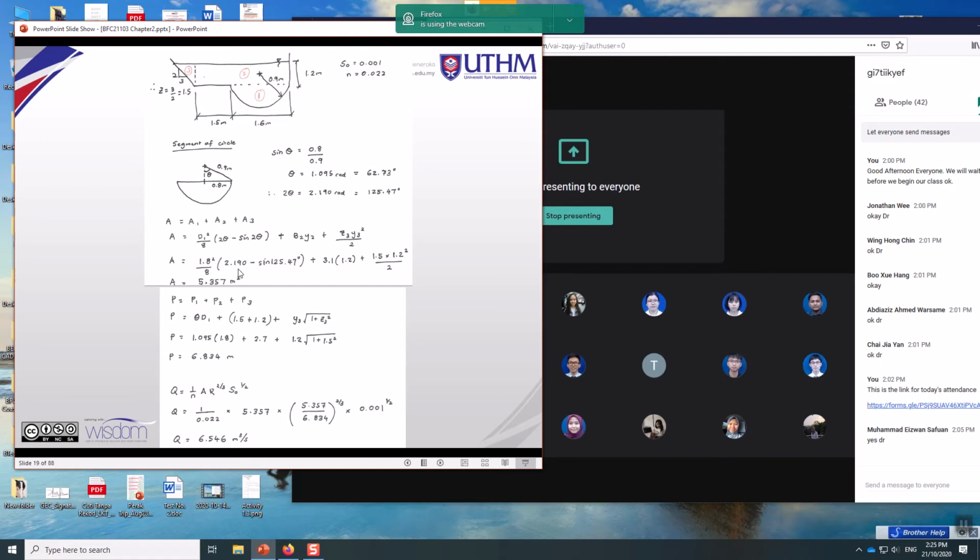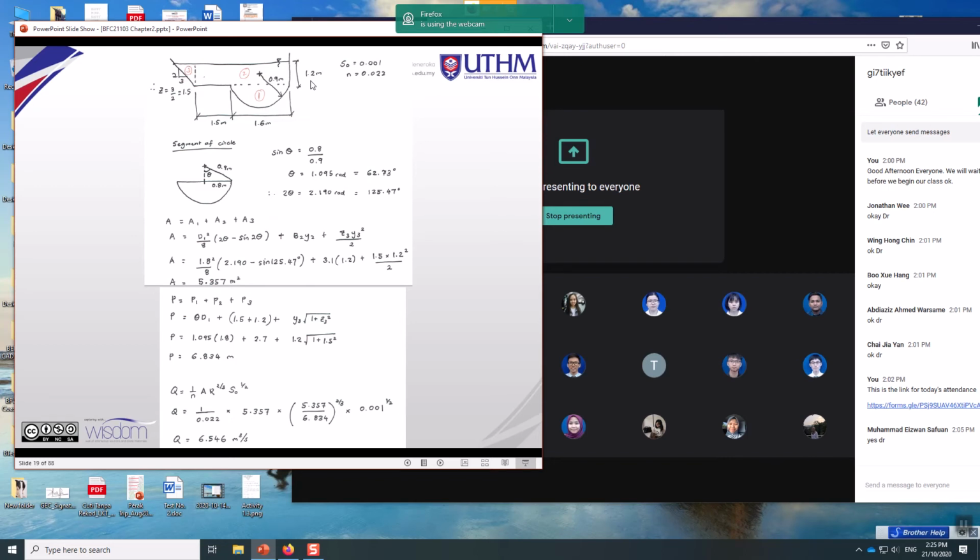Now, substitute 2 theta. Because this 2 theta is in radian, whereas for your sine you need to use degree, when you solve for sine 2 theta in degree, you'll get a value without unit, not in degree. And then what is B2? If you look at section 2, the bottom width of section 2 is 1.5 plus 1.6. That would be 3.1. What is your Y2?